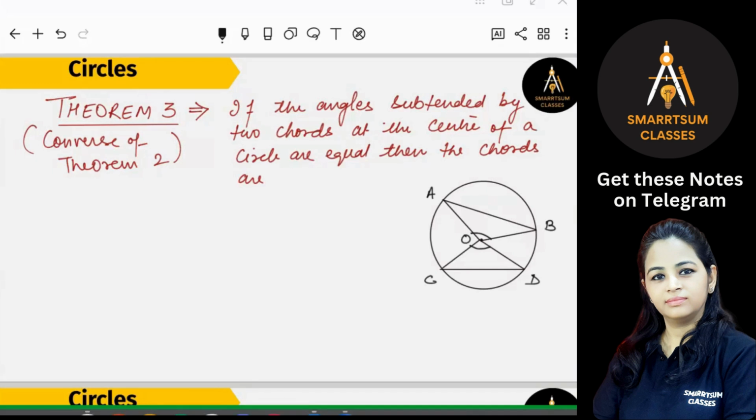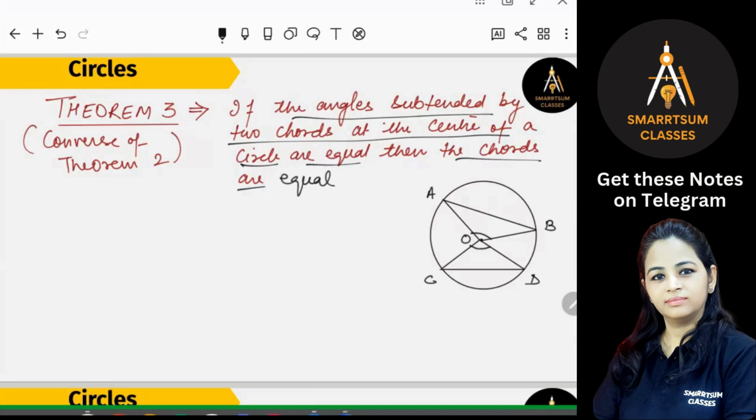And the converse of this theorem 2, which is theorem 3, says that if the angles subtended by the two chords at the center of a circle are equal, then the chords are equal.